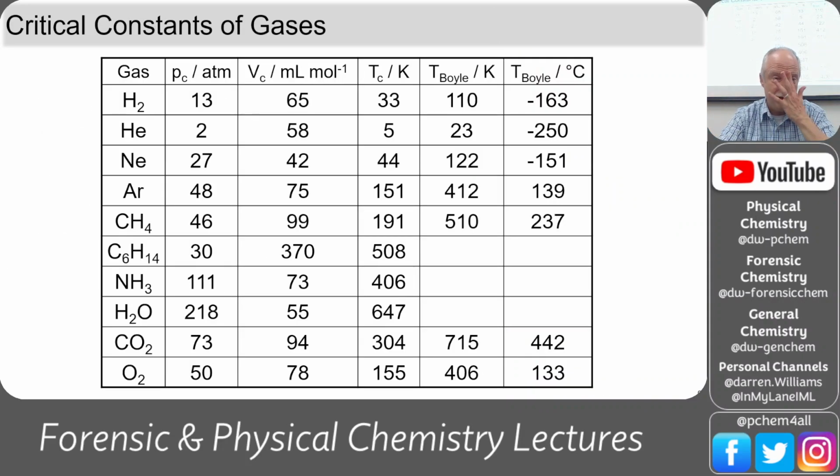Here are the critical constants of gases. So we were just talking about CO2. So here's the critical temperature of CO2. It's very close to room temperature, 304.